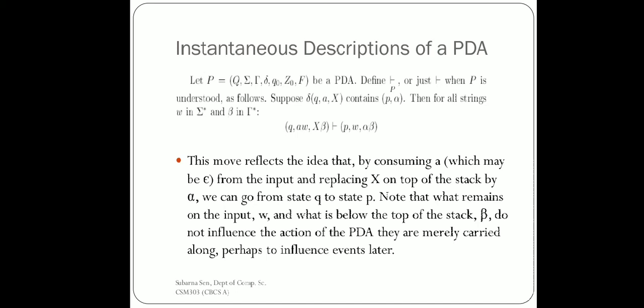And after adding this A to the stack content, it has changed the stack content to alpha. That's why we have written P comma W comma alpha beta, when previously beta was there, and on applying A to it, the stack content has changed to alpha, right? So alpha has been added to beta. Okay, this is a description of whatever I told you just now. Just look at it and go through once. I think it is easily understandable. Fine.